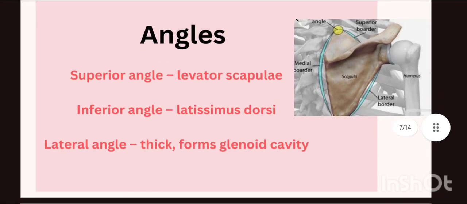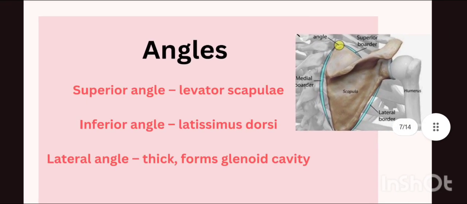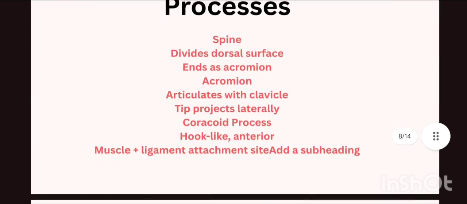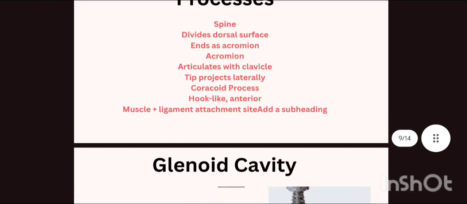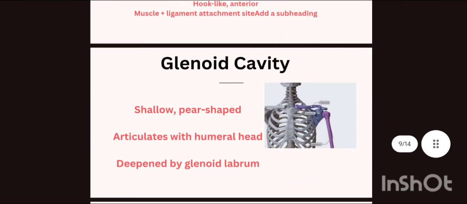Now, the lateral angle is the most important, but why? Because this angle contains the glenoid cavity, the socket where the humerus fits. So, shoulder joint is equal to humeral head plus glenoid cavity. Okay, the glenoid cavity is shallow. You might question me why the shoulder joint is so flexible. Simple, because the glenoid socket is shallow.